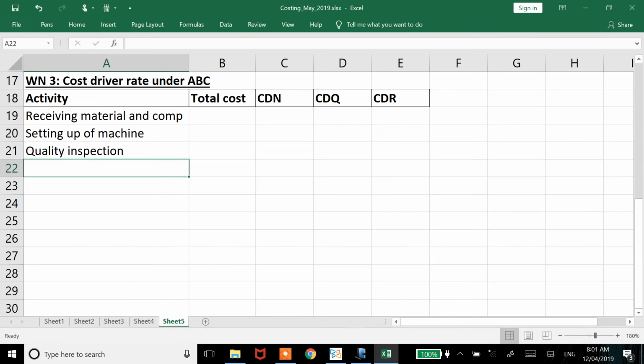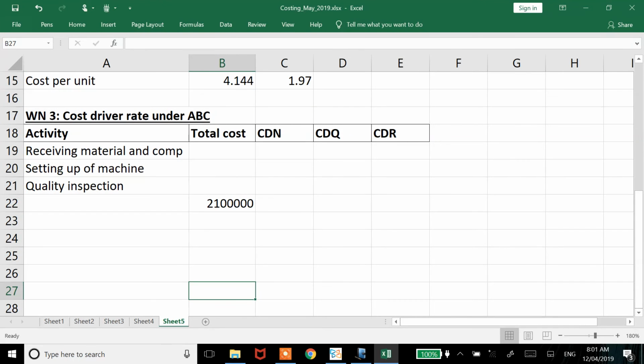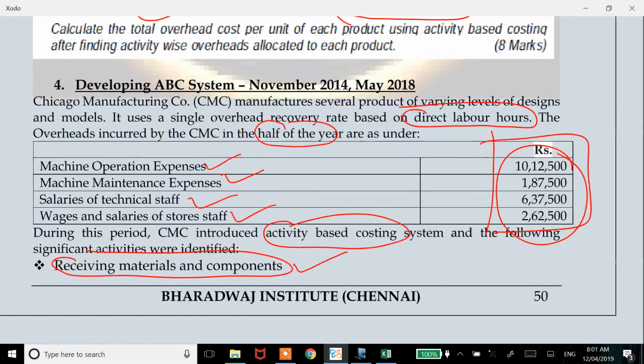Now what I am trying to do is I need certain figures which will add up to 21 lakhs for these 3. Whatever data they have given in the question, I need that for these 3 activities and they have to add up to 21. Unfortunately, I don't see an item called receiving material here. I don't see an item called quality inspection. Maybe some analysis I have to do, and instead of these 4 numbers, I need only 3 numbers, and those 3 numbers should be receiving material, setting up of machine and quality inspection.